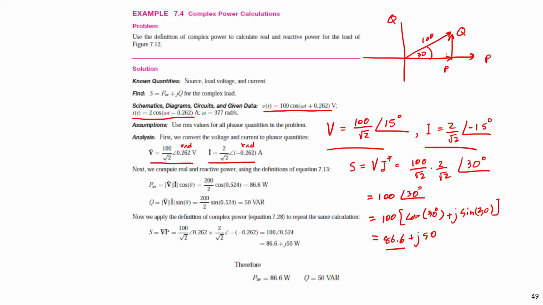This means the real power is 86.6 and the reactive power is 50, right? And the unit of this is VA, and the unit of reactive power is VAR. We call it VAR, VA reactive.